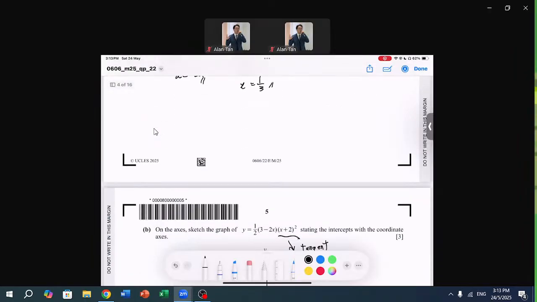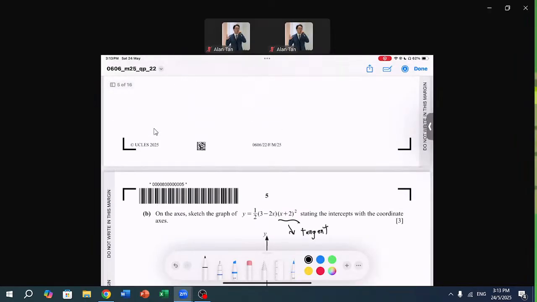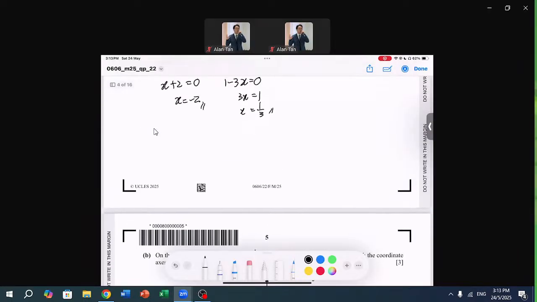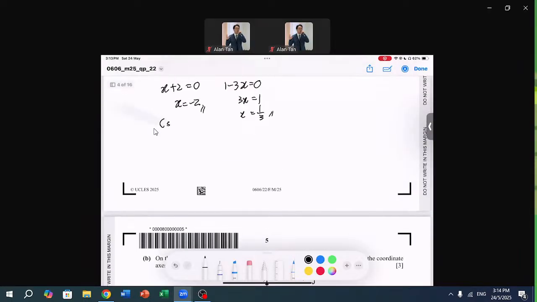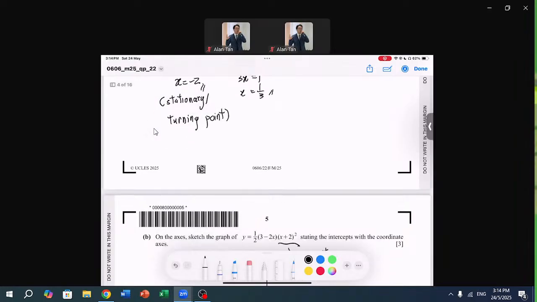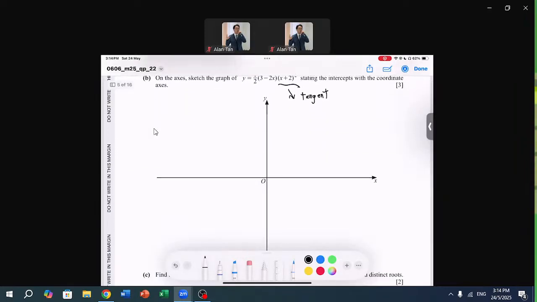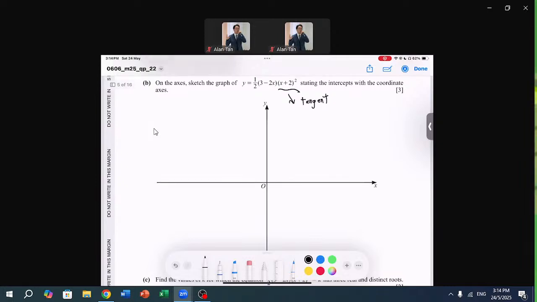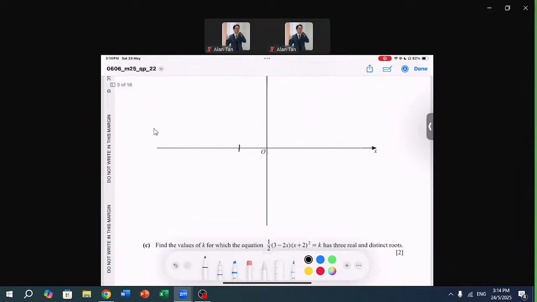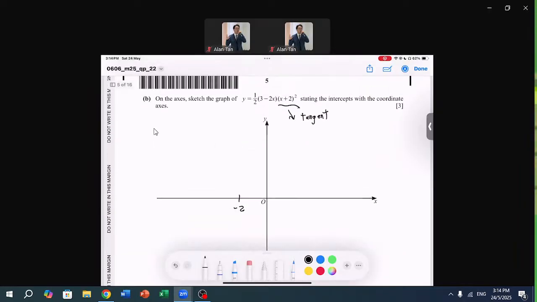And this also means that at negative 2, also to take note, negative 2 is your stationary point, meaning stationary, or sometimes we call this turning point. This is where we have the vertices of the graph. So the other point is 2 over 3. So let's quickly label a few things first. First, let's label negative 2 and 2 over 3.